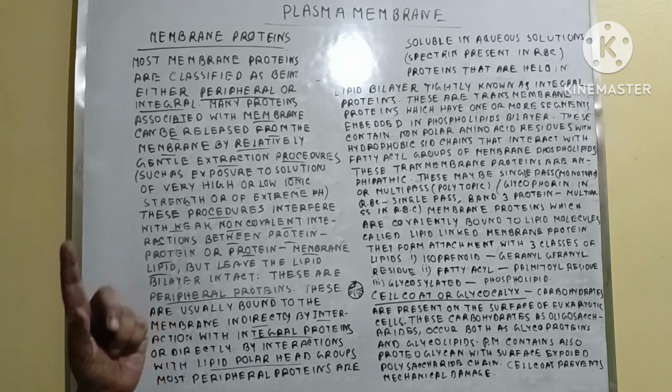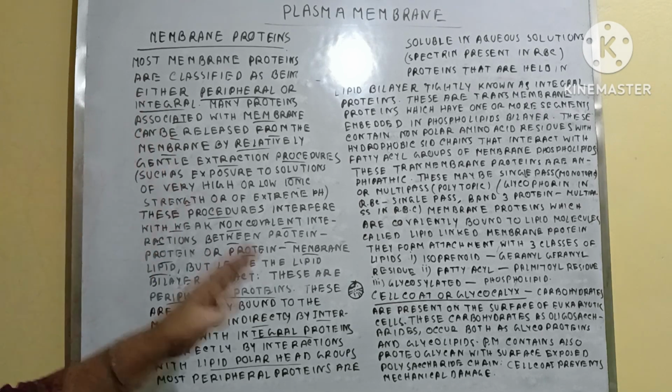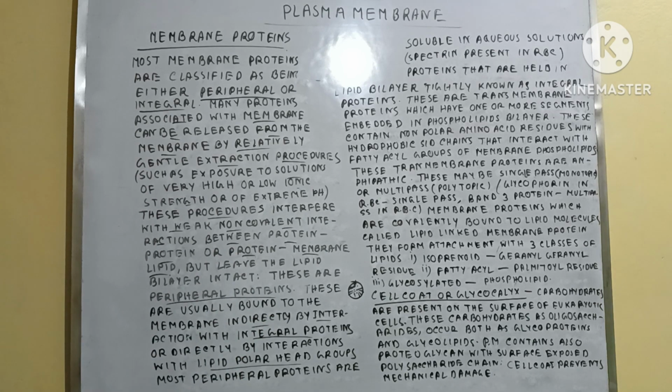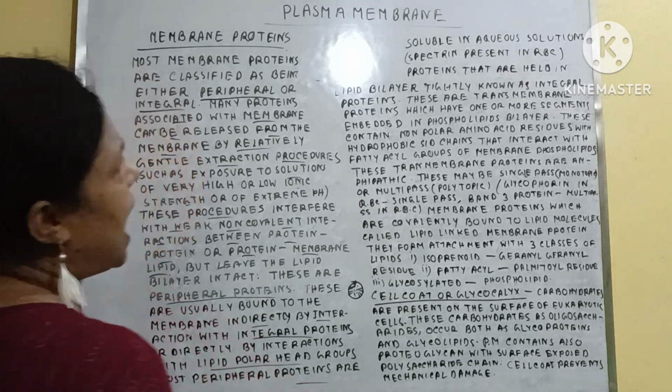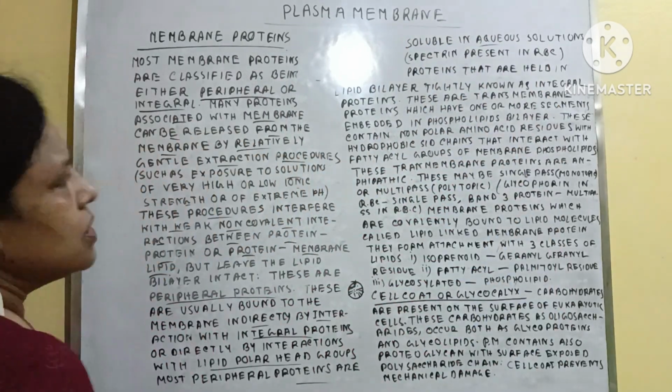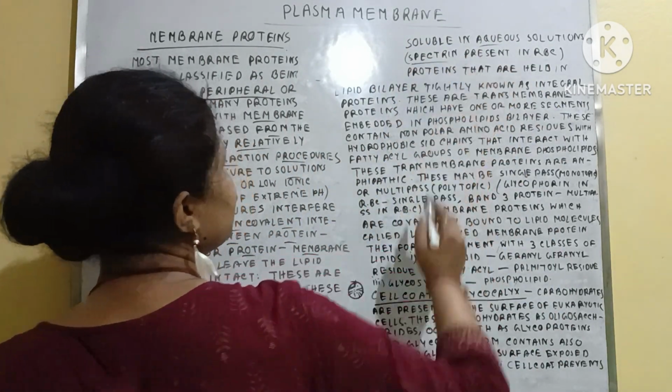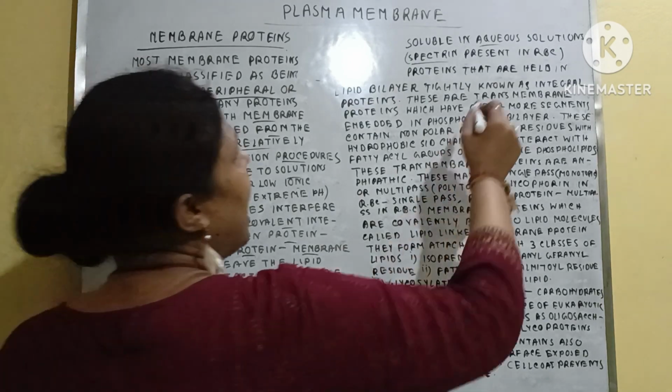If a protein is released and not attached at all, then it is not one of the peripheral proteins related to the plasma membrane. These proteins are loosely bound to the plasma membrane by attaching to the integral proteins or to the lipid polar head groups. These peripheral proteins are soluble in aqueous solution. An example of a peripheral protein is spectrin, found in the RBC.